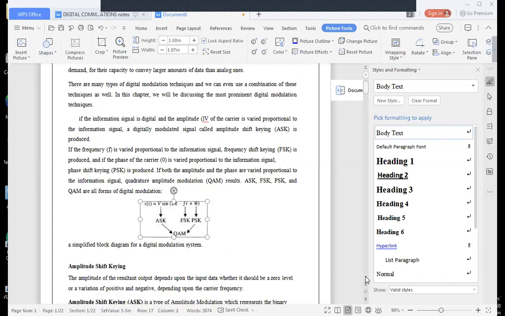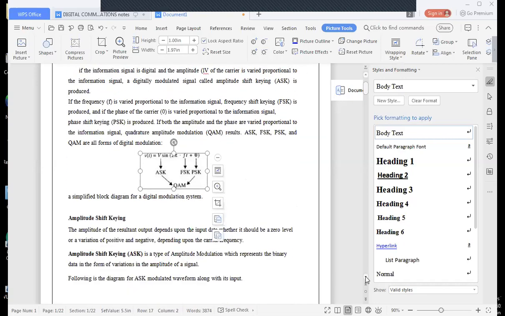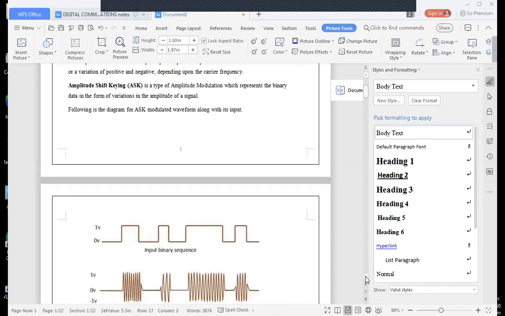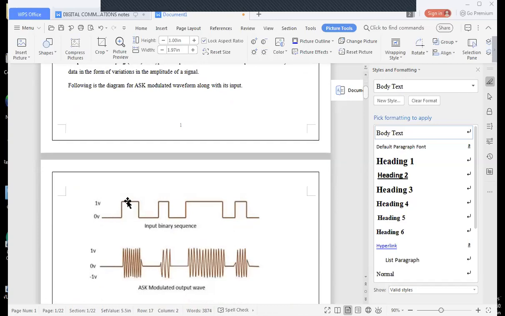ASK is the amplitude shift keying. ASK is a type of amplitude modulation which represents the binary data in the form of variation in the amplitude of the signal. This is the input data sequence. Here this signal is 1 and this is 0. When 1, there is signal present. When there is 0, no carrier is there. That is actually ASK.